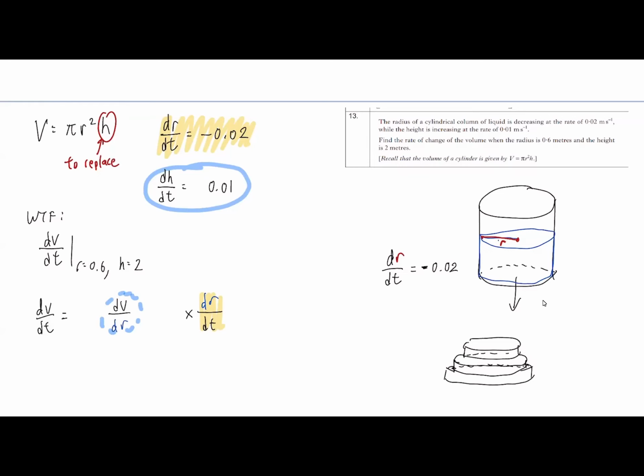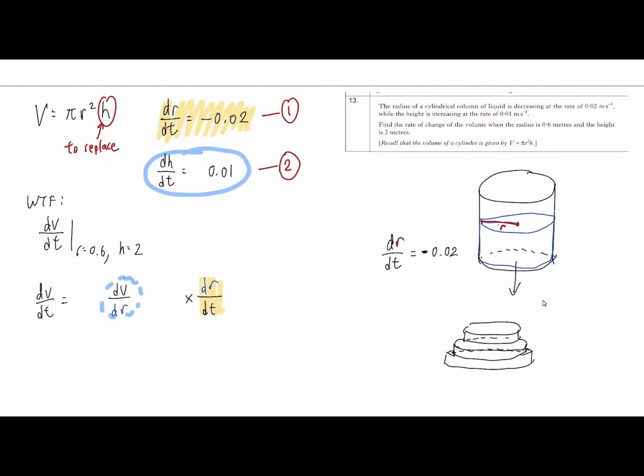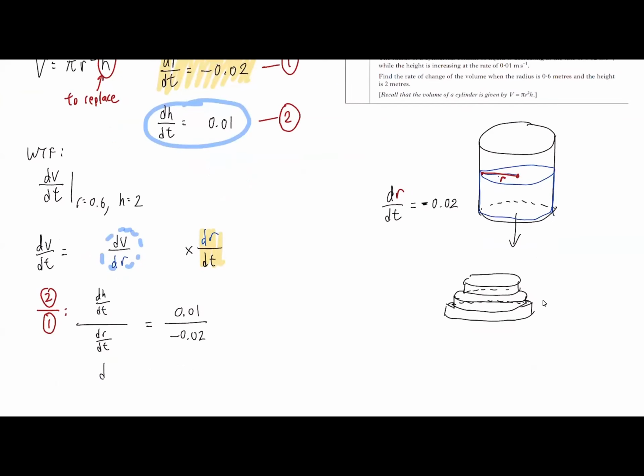So we have to be a bit clever. Okay, I'll call this equation 1, I'll call this equation 2. Let's take a look. What happens if I take 2 over 1, essentially? dh by dt at the top, dr by dt at the bottom. Times both by dt, you get dh over dr. So 0.01 over negative 0.02, and you get dh by dr equals negative 0.5.